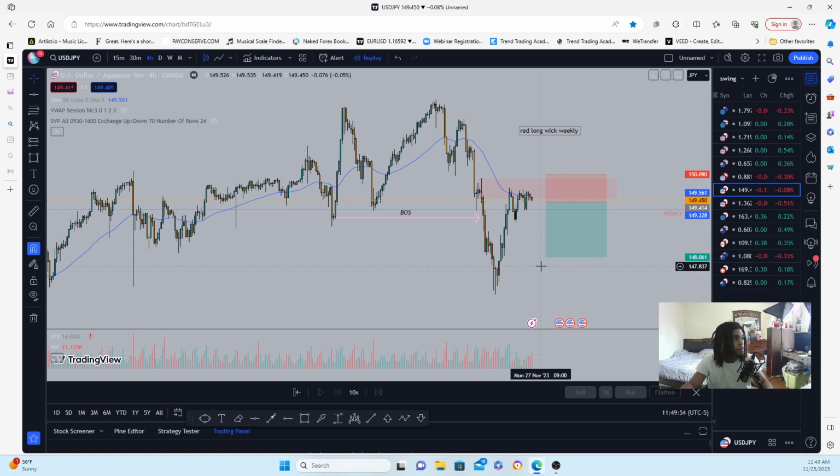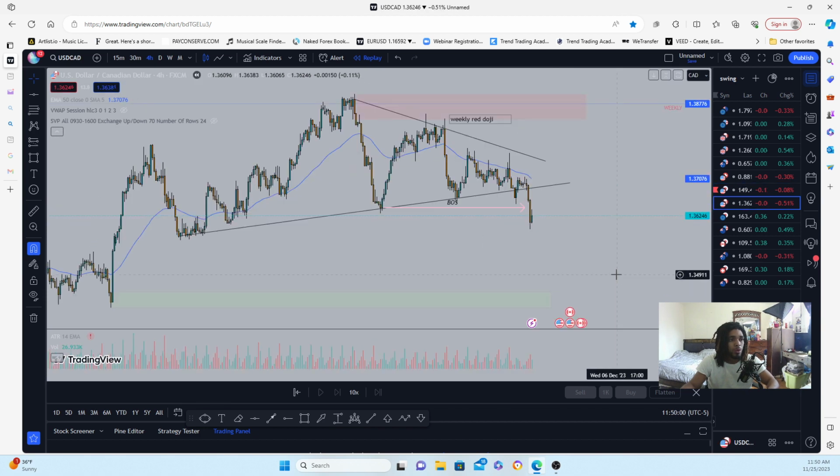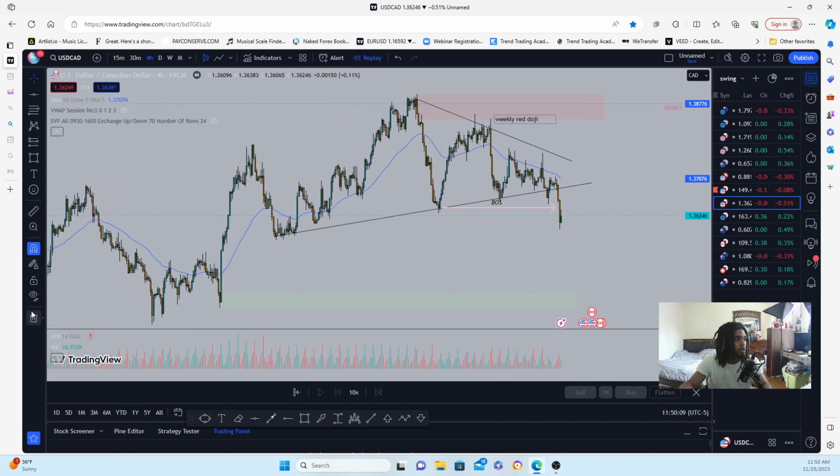But yeah, we're going to leave that right there. Say USDJPY, put a little mark on that. Okay, USDCAD. This one pretty much is going to get marked up the same way, but I'm going to mark it up in front of y'all.